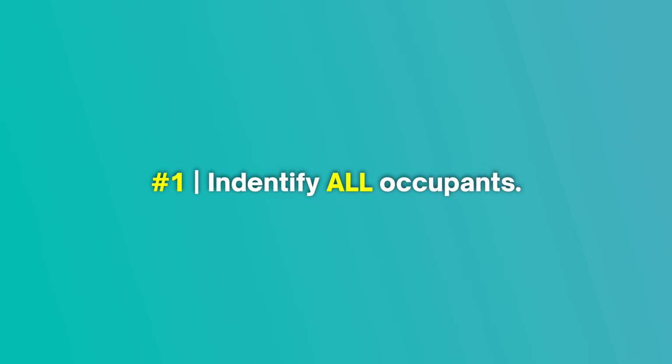So to get into it, first, identify the people that will be living in the residence. A lot of times I'll see one person on the lease. It'll be like Jane Doe, and then it'll say 2 adults, 1 child. Well, that's little to no information.